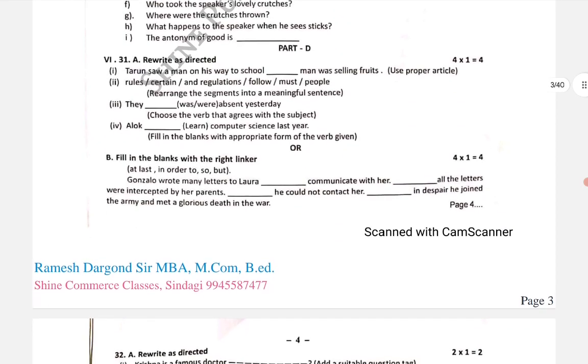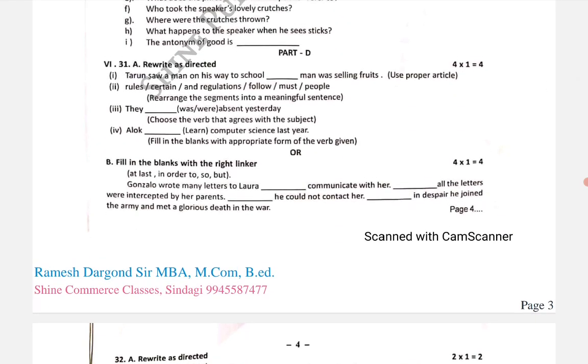Next, part D, you will have 4 questions. This is a rank deciding question, number 31A or B. Here the student must have proper knowledge of articles or prepositions, and rearrange the segments into a meaningful sentence. They should also have subject verb agreement knowledge, and tense knowledge, past tense or present tense. You may have a simple past tense or simple present tense. There may be a perfect tense also, we don't know. So we never know.